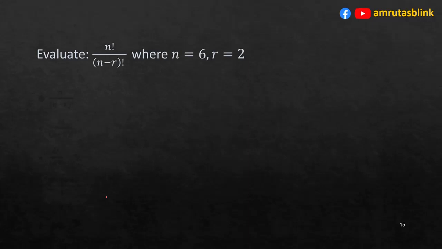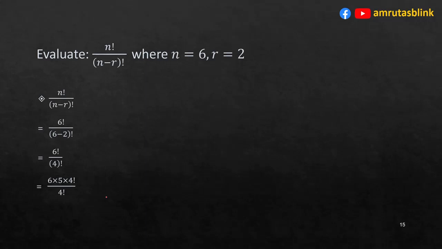Evaluate n factorial upon n minus r factorial, where n is equal to 6 and r is equal to 2. Now n factorial upon n minus r factorial is a formula for permutation of n objects taken r at a time. Permutation also we will see in next video. Now here we will just calculate the value of this expression for n is equal to 6 and r is equal to 2. N factorial upon n minus r factorial, we will put the given values in this expression. So we'll have 6 factorial upon 6 minus 2 factorial, that is 6 factorial upon 4 factorial.